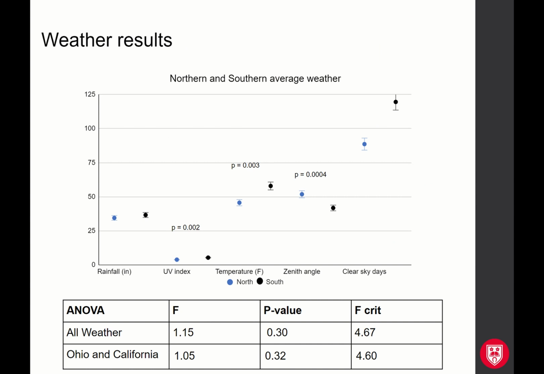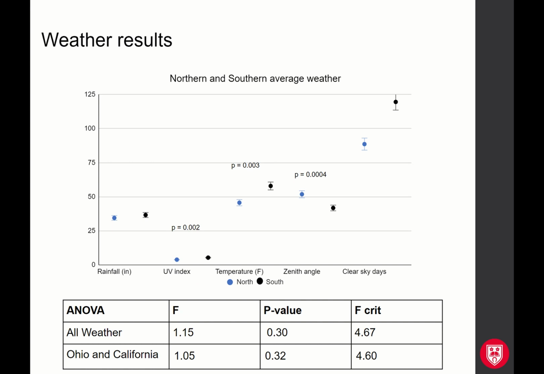So on to some results. Here are some of my weather results. Here I combined all of my seasonal data and North and South. This is the average for the southern states and the northern states. Only a few were significant. UV index, temperature, and zenith angle were significant between northern and southern states. Rainfall and clear sky days were not significant.